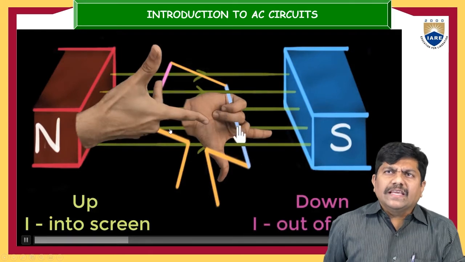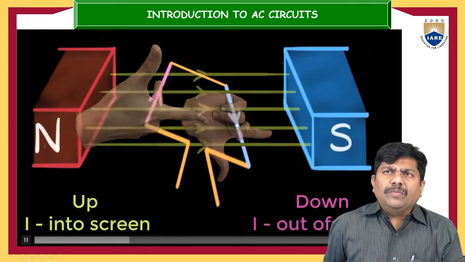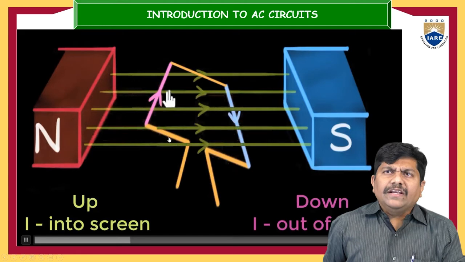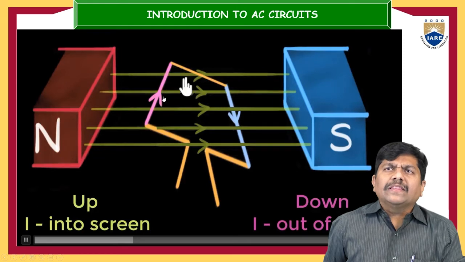So just for the sake of this, let us remove these hands. Instead of the hands and thumbs, we can now replace them by showing the direction of the current. In this pink conductor the current is moving into the screen, and in the blue conductor the current is moving out of the screen. These two conductors are connected in series, so the current makes a complete path.